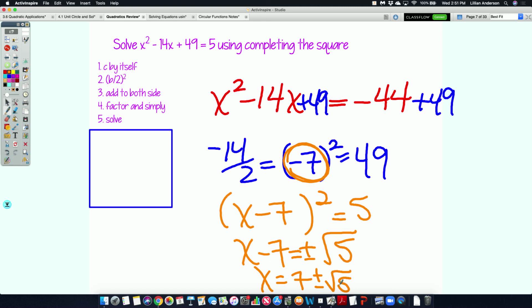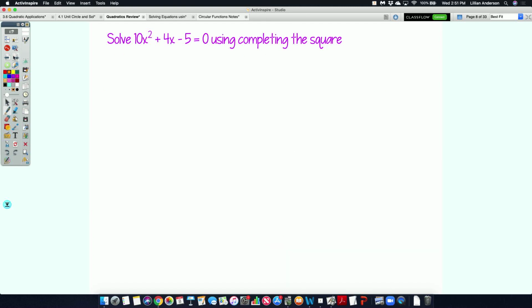Y'all remember it? I remember more than I thought I did. Good. Keep on trucking. Quadratics was a pretty thick unit for the beginning ones.